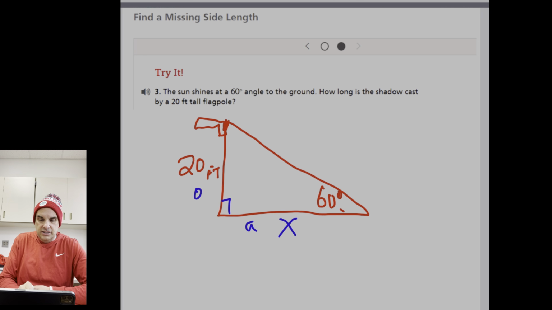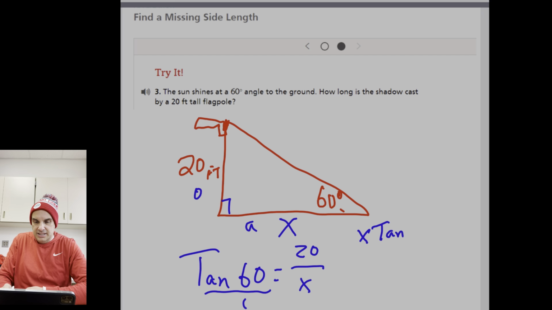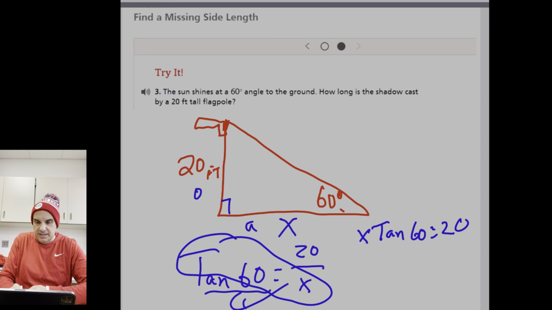Which one uses opposite and adjacent? Well, tangent. So the tangent of 60 degrees is going to equal the length of the opposite, 20, over the adjacent, x. So now the x is on the bottom. So again, we're going to cross multiply. This would be x times the tangent of 60 equals 20.